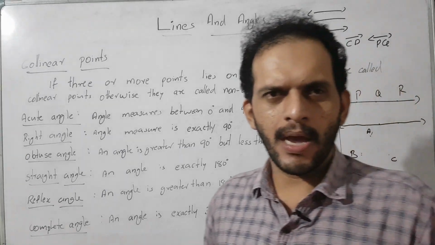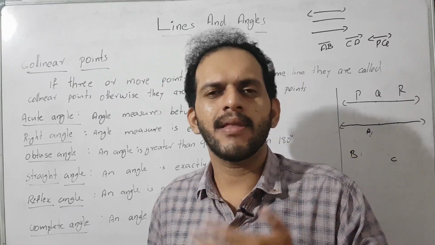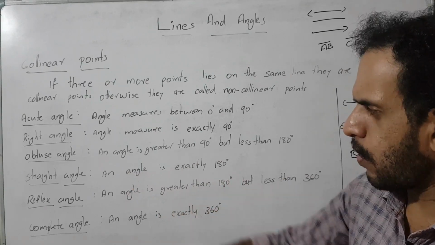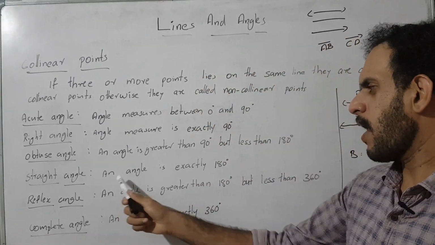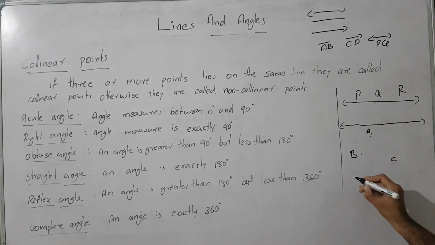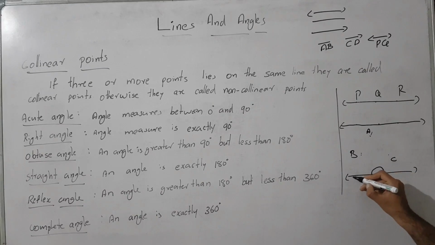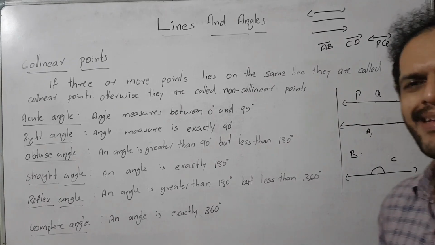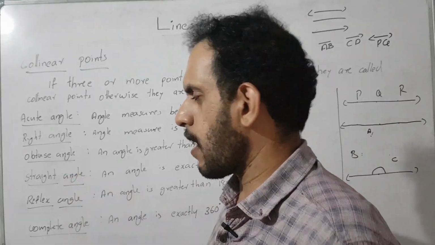The next one is the obtuse angle. Obtuse angle means an angle measurement greater than 90 and less than 180. Then the straight angle. Straight angle means an angle value of exactly 180 degrees, because if we draw a line and suppose we have one point here, what is the measurement of this angle? The angle value of this one is 180 degrees. This type of angle is called a straight angle.